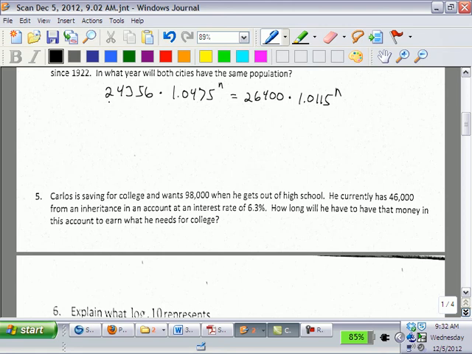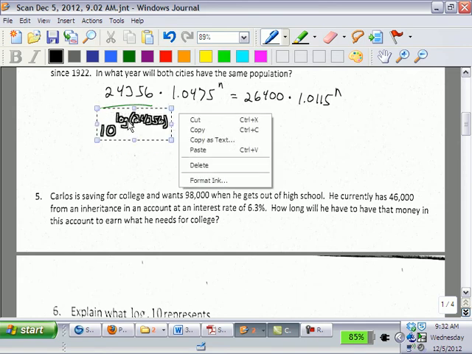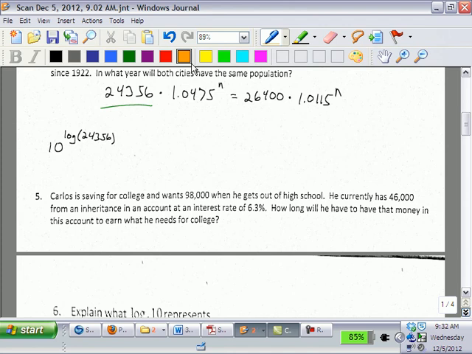So this first one, 24,356 is 10 to the... How do we convert 1.0475 to base 10? Okay. How would these two exponents get combined? Okay, those two get multiplied.